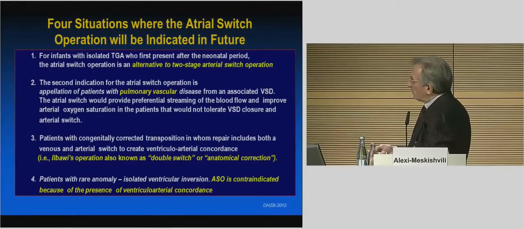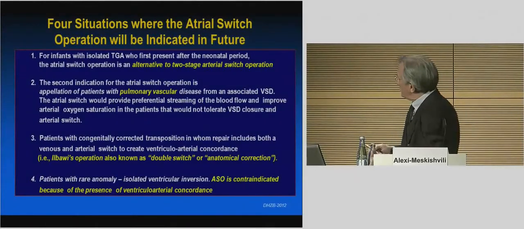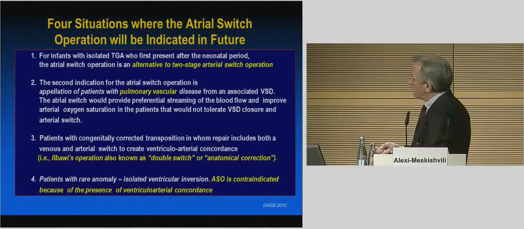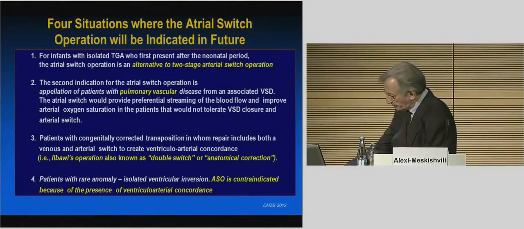And there is a group of patients in whom it is impossible to perform the arterial switch operation, the patients with so-called isolated ventricle inversion. So you have to do here the arterial switch operation.